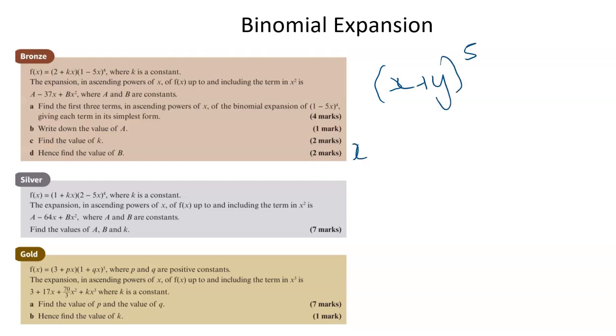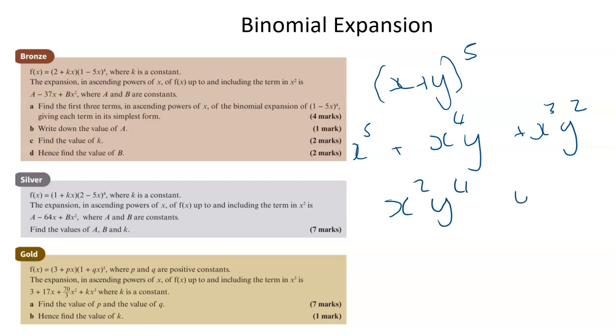So you'd have the x to the power of 5 first, and then you'd have one fewer x, x to the 4, and one y, and then you'd have one fewer x again, but one more y, and it goes down like this until you've just got all the y's at the end. And of course you have the coefficients in front from Pascal's triangle.